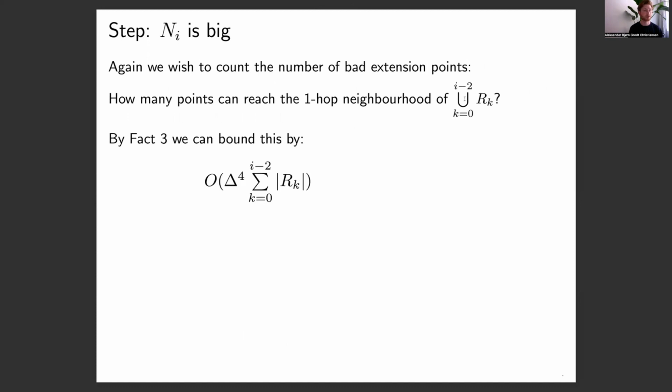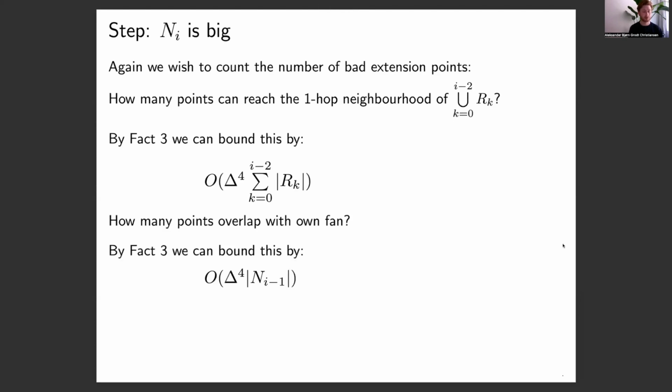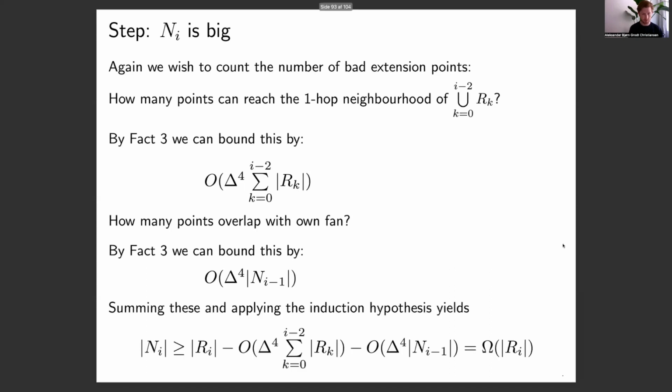If we want to bound the things that are one hop away from all of the things that we can reach via multi-step Vizing chains of length at most some bound, then there are at most this many bad extension points that actually achieve this. And we also have to make sure that we don't overlap with our own fan, but there are not too many of these either. So we can basically say that of all of the new points that we can reach, not too many of them are going to be bad. So that basically says that it's big, right?